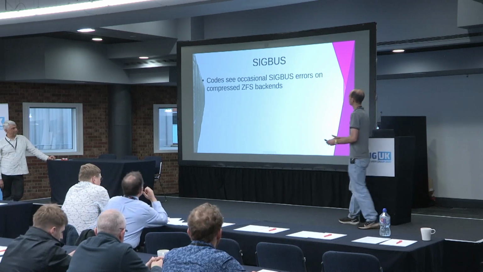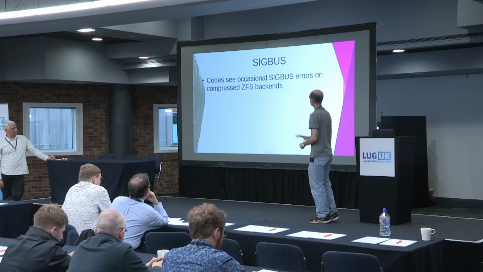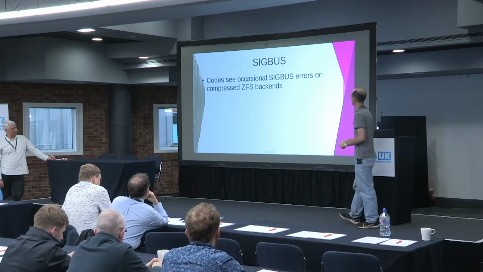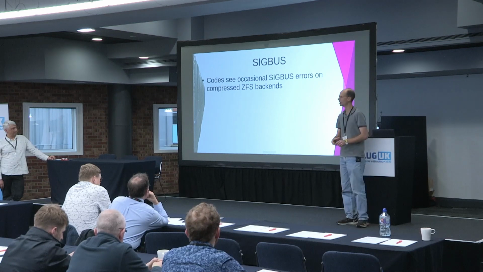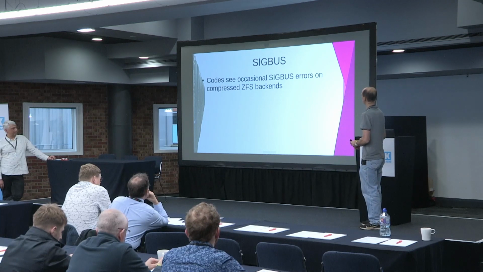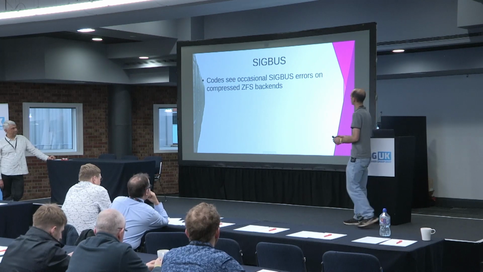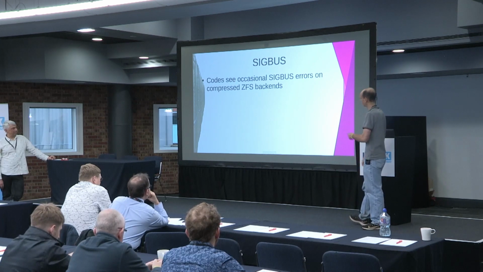We also randomly see one or two codes that we can more or less reproduce. SIGBUS errors on compressed ZFS backends. Not quite sure what this is, but obviously if you're trying to memory map compressed files, it does get a little bit difficult.